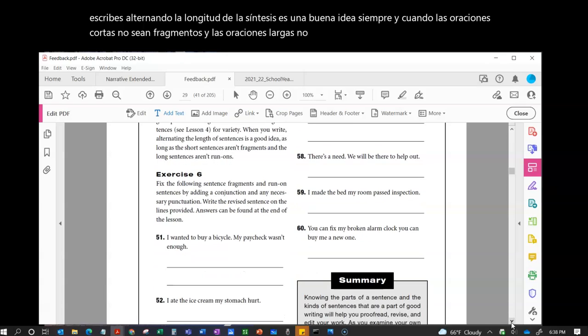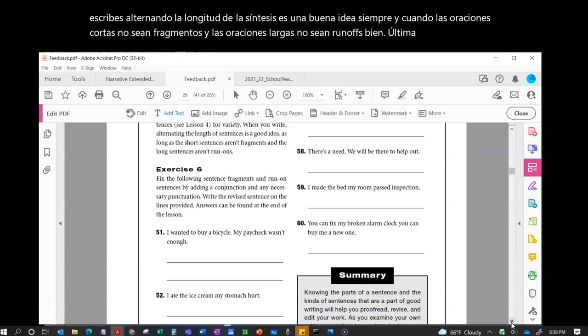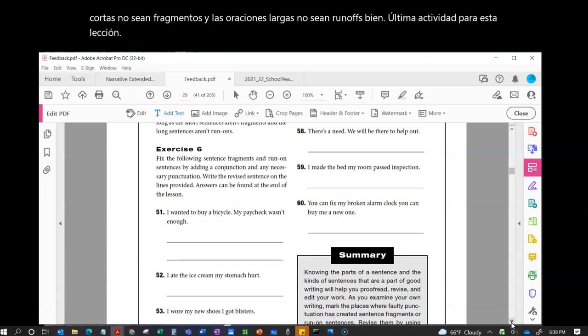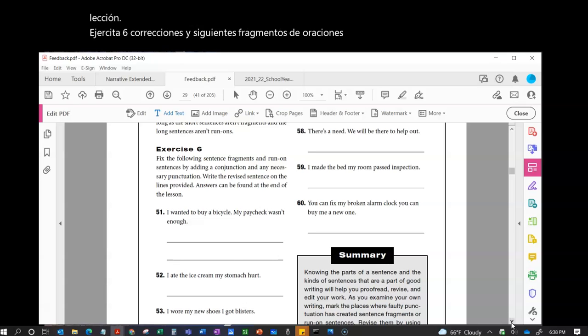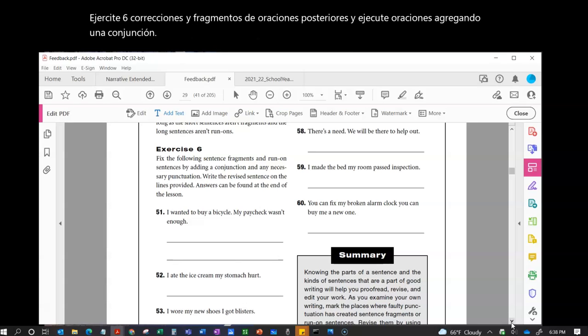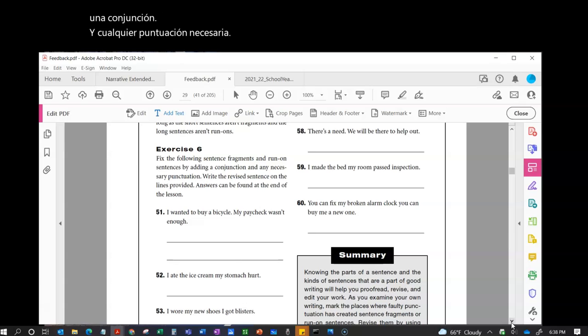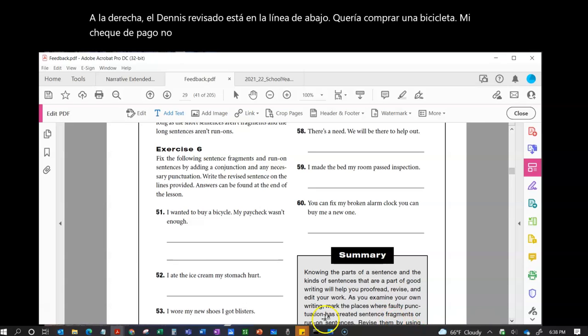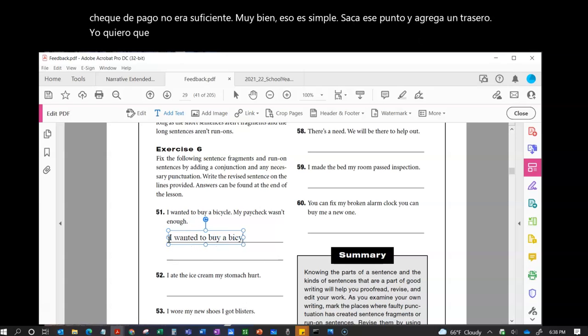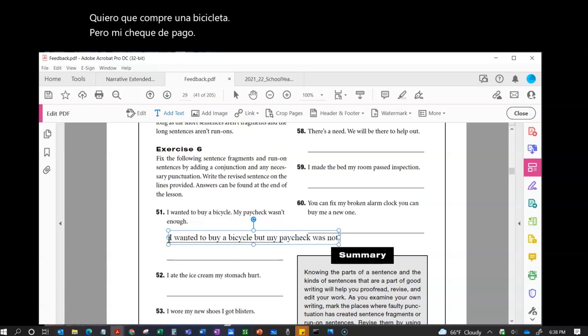All right, last activity for this lesson. Exercise 6, fix the following sentence fragments and run-on sentences by adding a conjunction and any necessary punctuation. Okay. Write the revised sentences on the line below. I wanted to buy a bicycle. My paycheck was not enough. All right, that's simple. Take away that period and add a but. I wanted to buy a bicycle, but my paycheck was not enough.